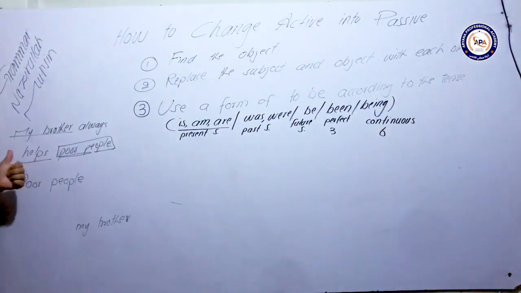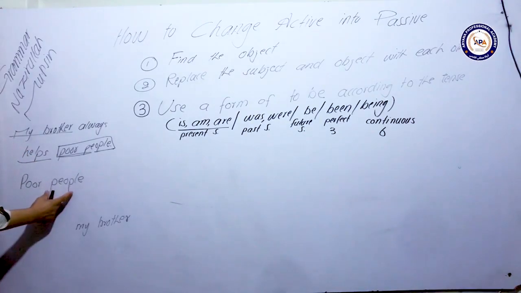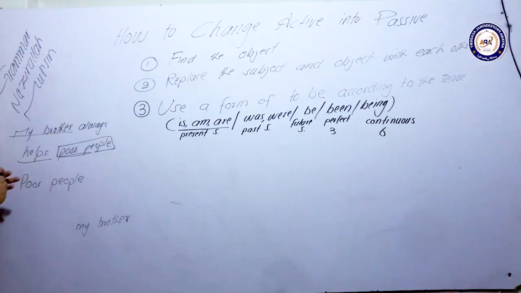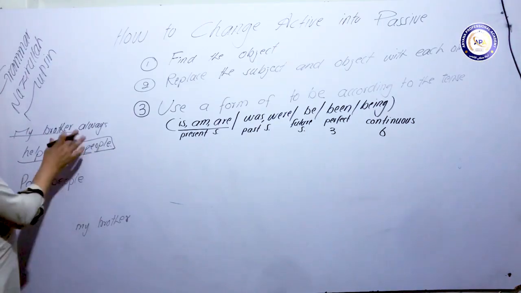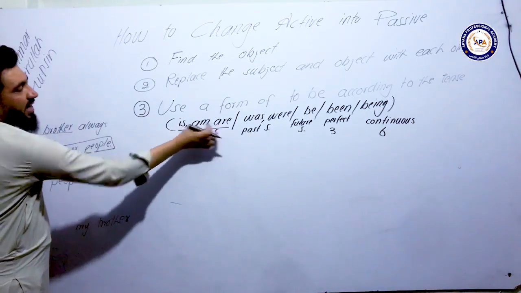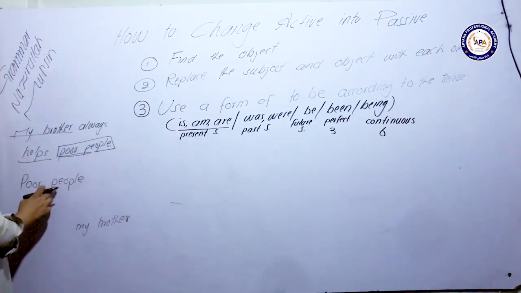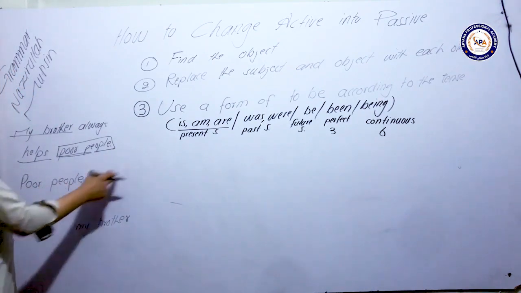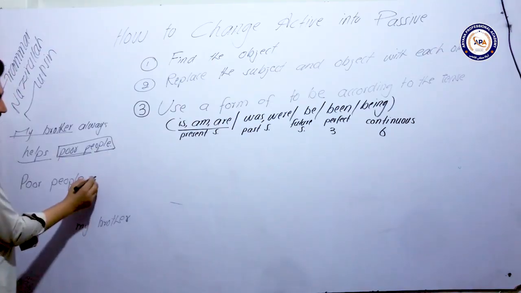Now take the sentence: My brother always helps poor people, as present simple. When you use the object in the subject position, poor people, now use a form of to be verb. In present simple we use is, am, are according to the subject. When the subject is plural like this, poor people, then you have to use are. Poor people are.